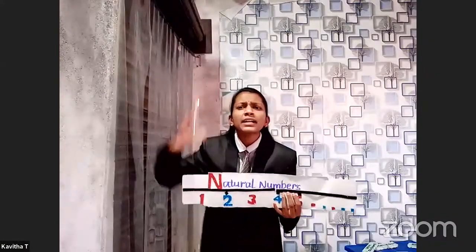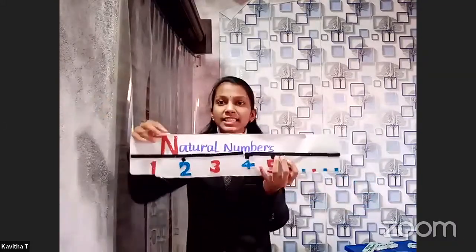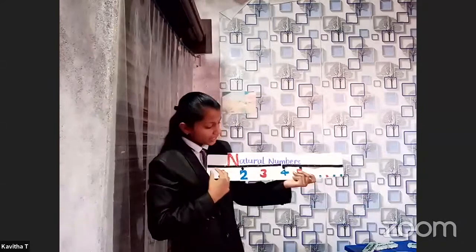We have infinitely many numbers. Here we are representing the natural numbers on a number line. You can see it is the representation of the natural numbers: 1, 2, 3, 4, 5, and so on. We have infinitely many numbers. We are unable to count the natural numbers.